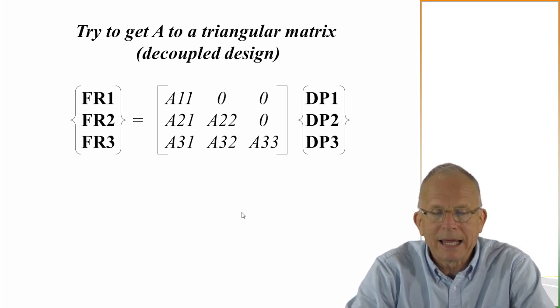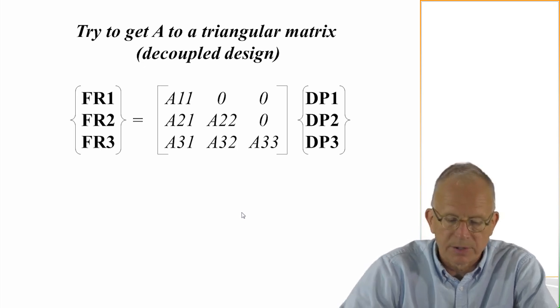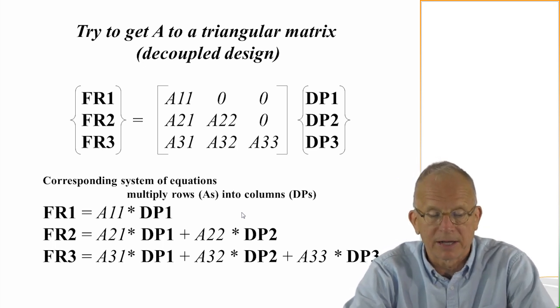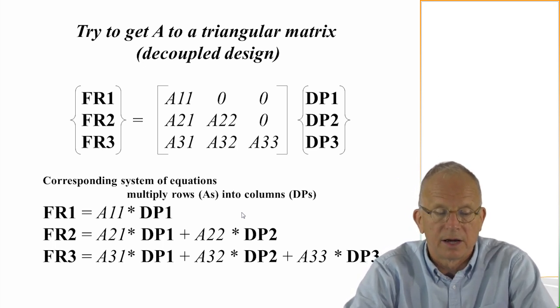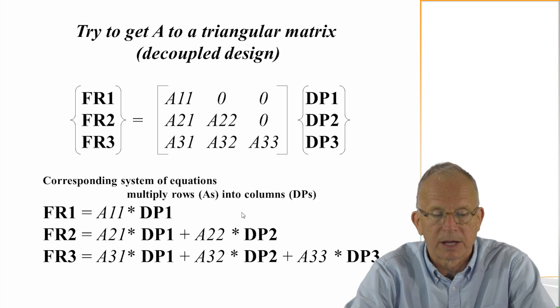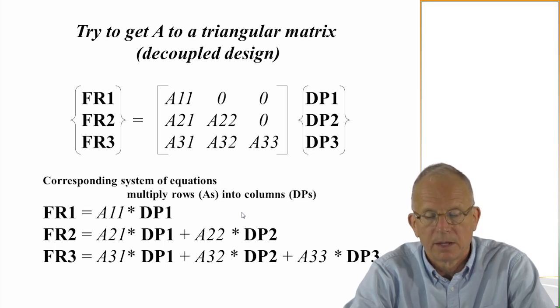So we can try to get A into a triangular matrix if it's not already there. So this is showing a triangular matrix, and this represents, in fact, 3 equations. And so that FR1 is only influenced, as we can see here, by DP1, which is symbolized by A11, and so forth.